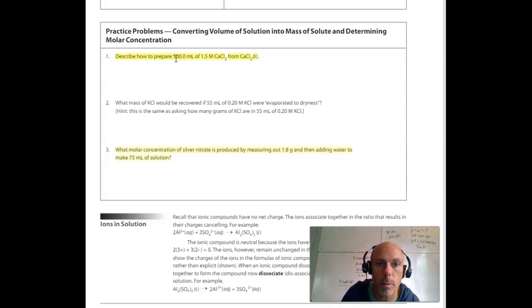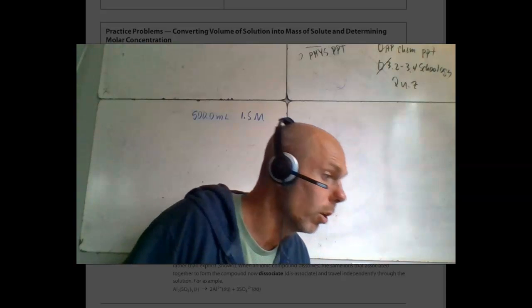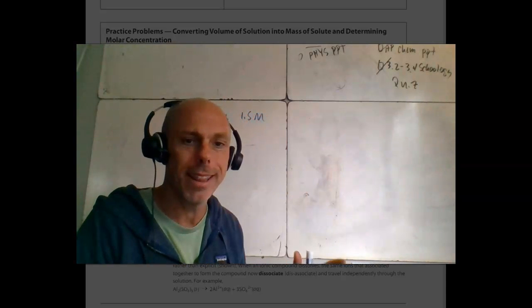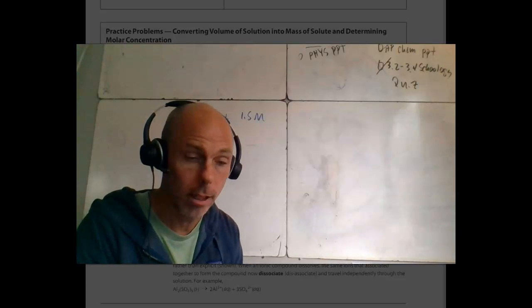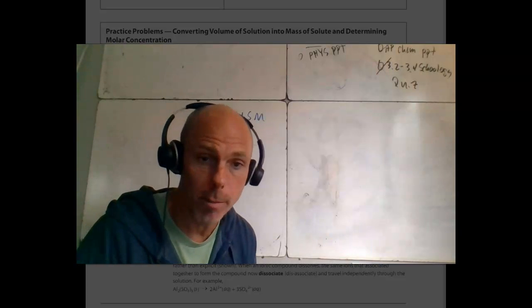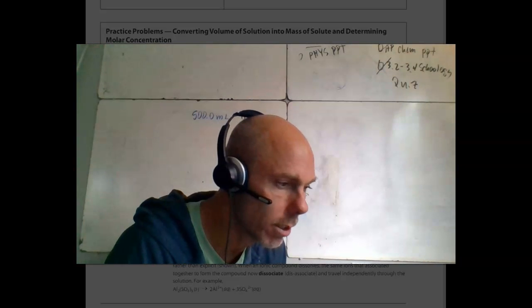Describe how to prepare 500 milliliters of a 1.5 molar calcium chloride solution from solid calcium chloride. One thing to keep in mind about this is that we are ultimately going to want to calculate the mass of calcium chloride that we'd need to weigh out on a scale to add, ideally, to that volumetric flask to then bring the total volume to a half a liter or 500 milliliters.